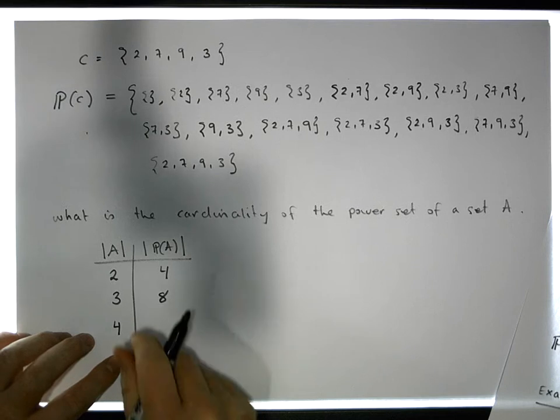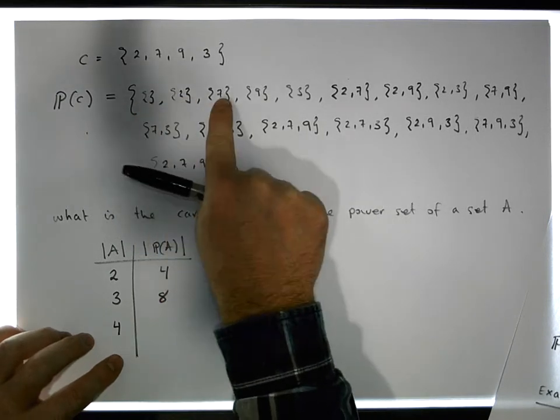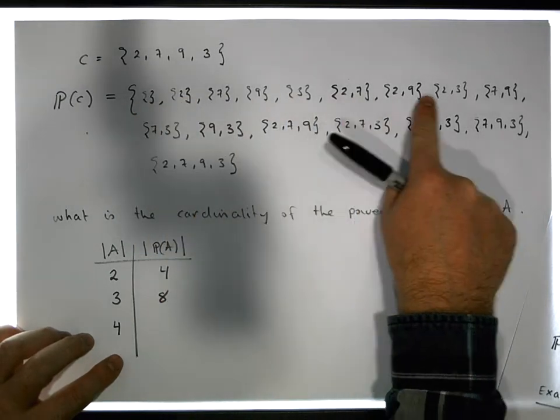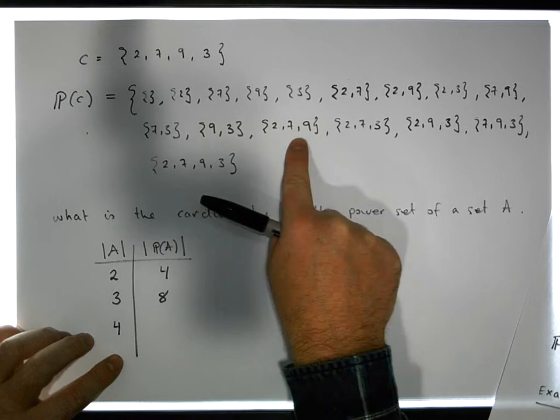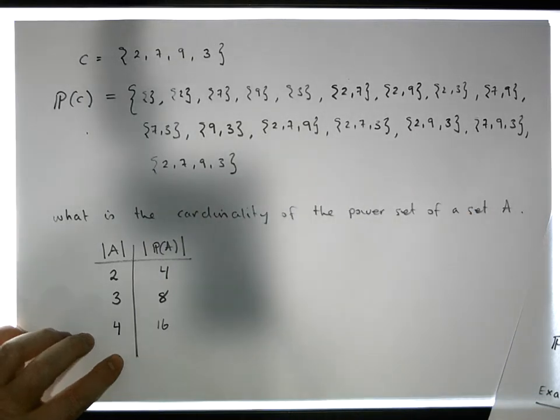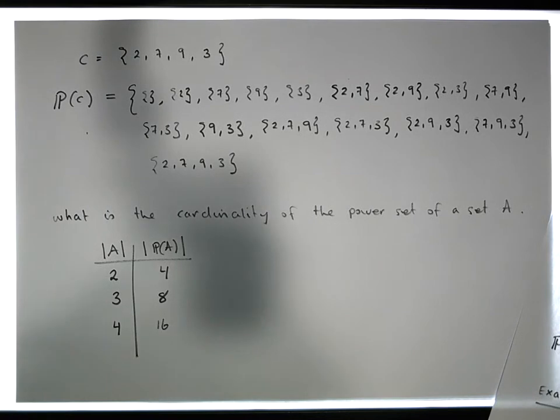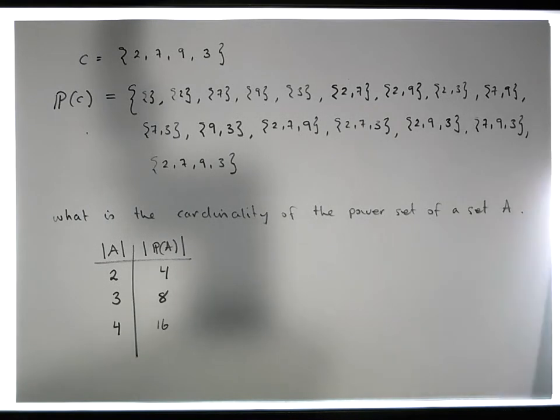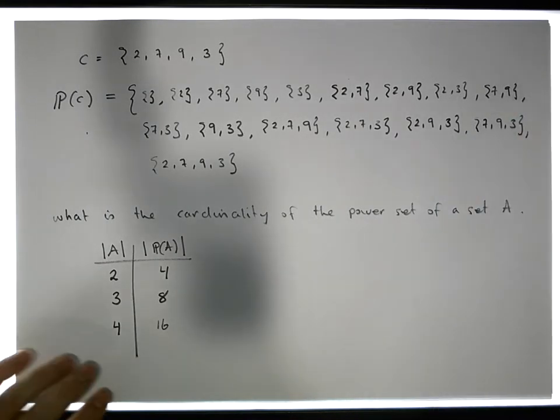And then the final one that we did was a set of cardinality 4. The size of its power set was 1, 2, 3, 4, 5, 6, 7, 8, 9, 10, 11, 12, 13, 14, 15. It was 16. Okay? And hopefully we can actually see a pattern. Actually, let's consider one of the other base cases. Let's consider a set of size 1, okay?